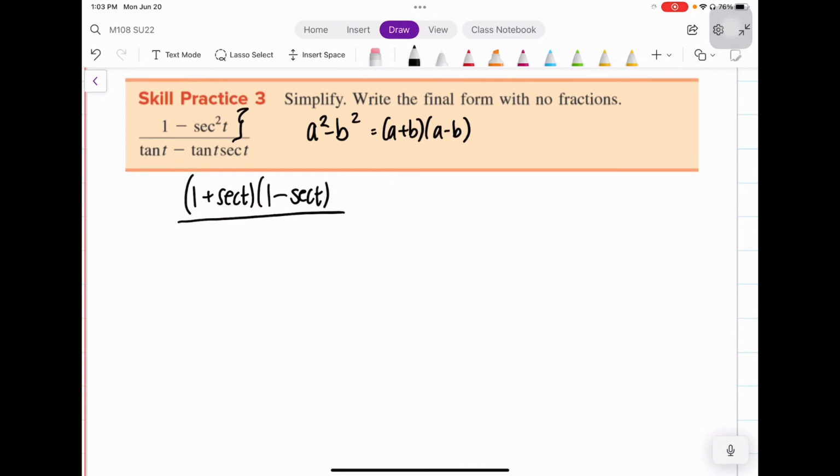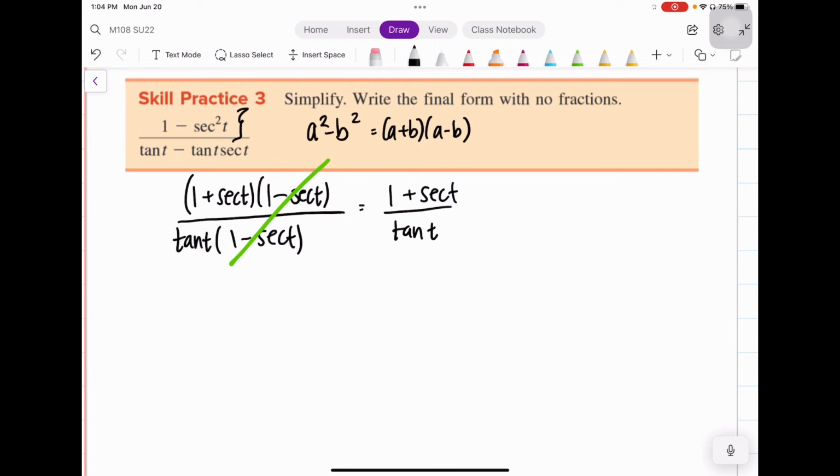In the denominator, I have that tangent t common, so I'm going to factor that out. That leaves me with 1 minus secant t. And so I can then cancel the 1 minus secant t's. I then have 1 plus the secant of t over tangent of t.